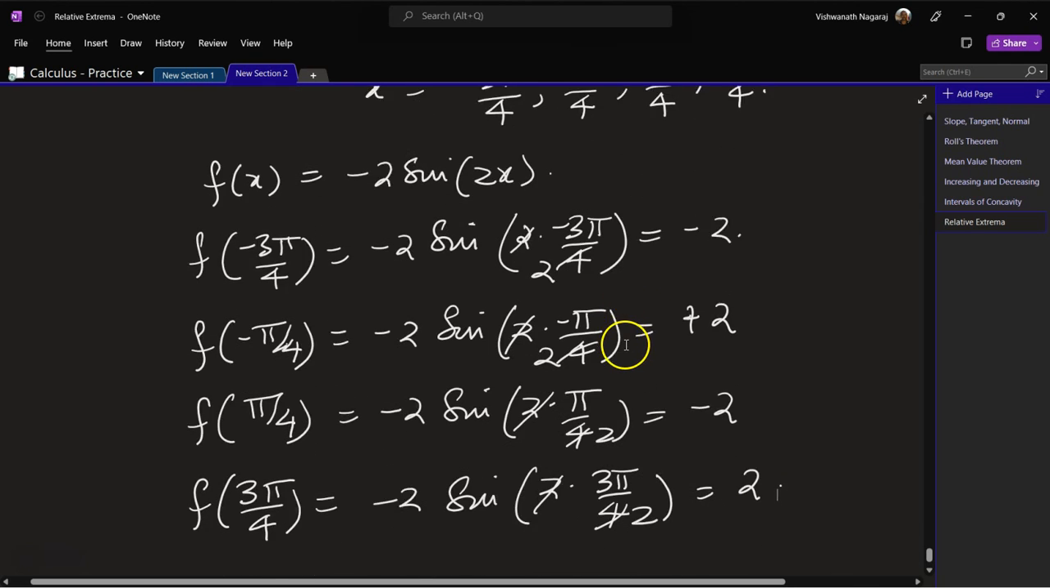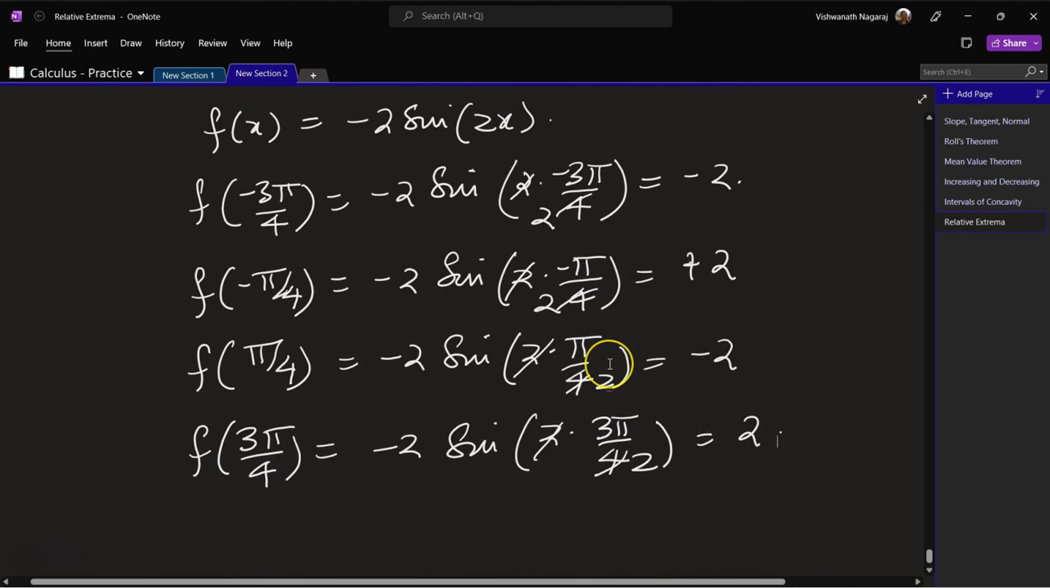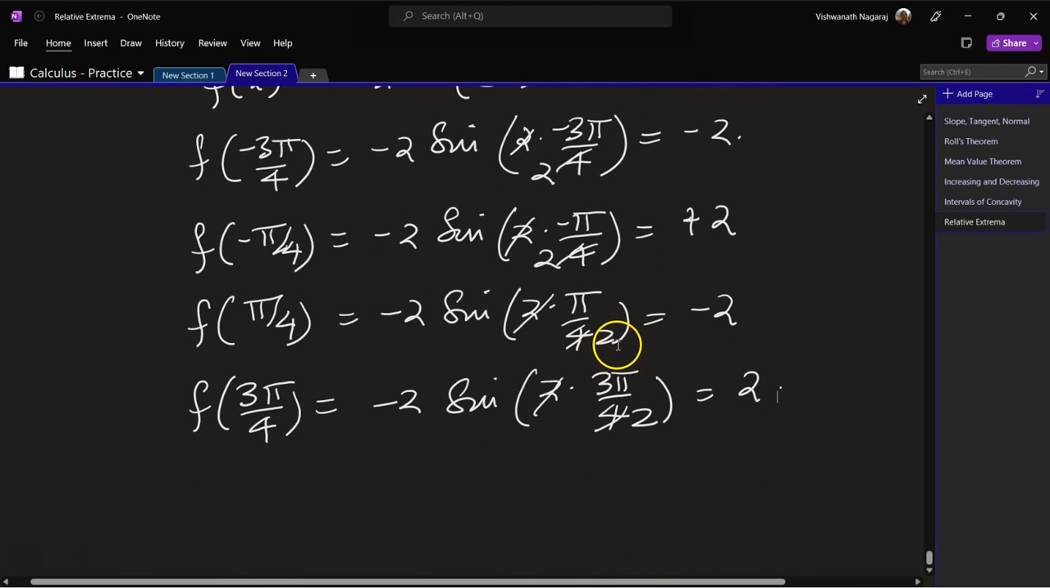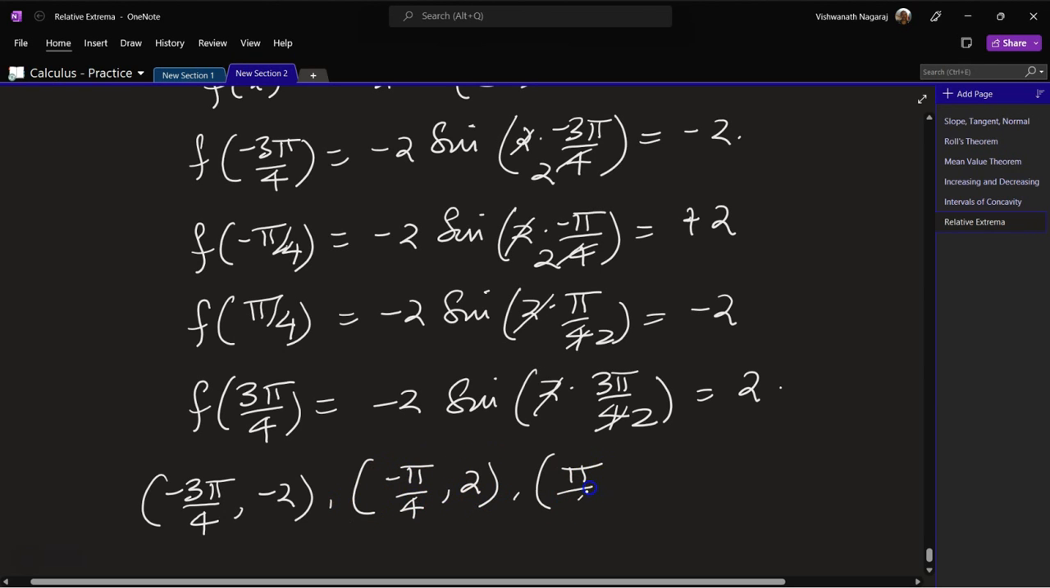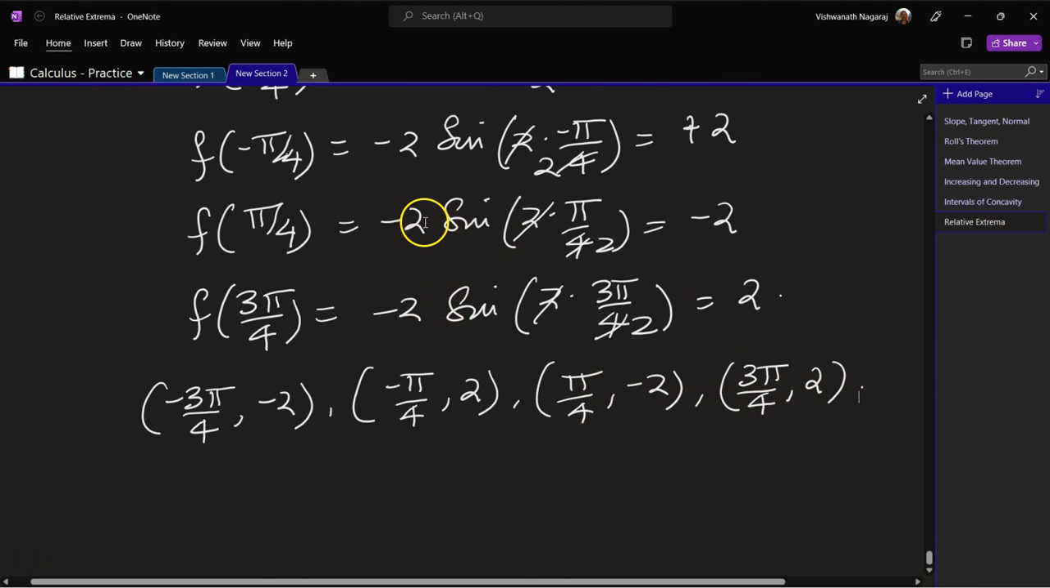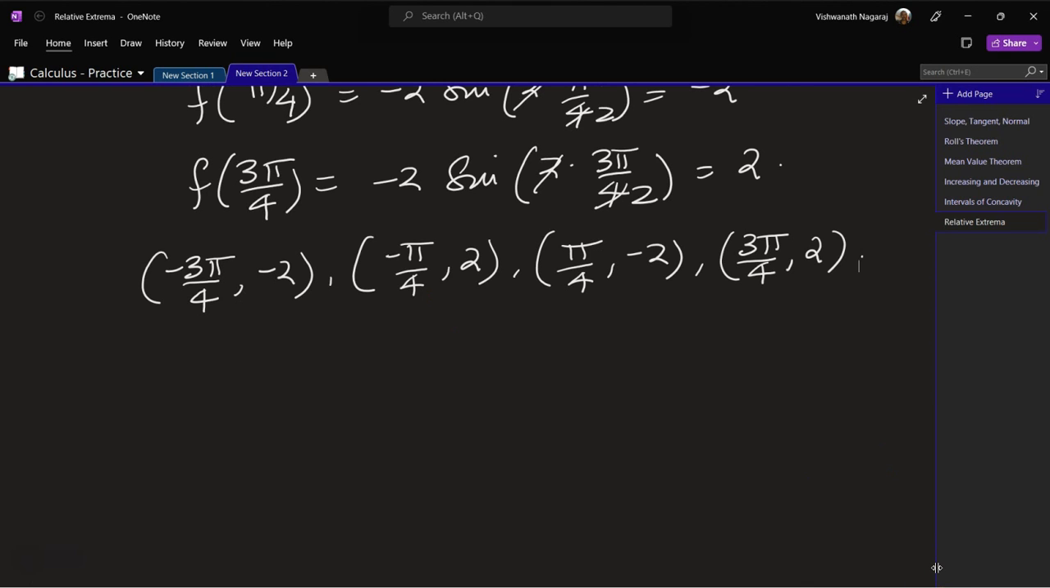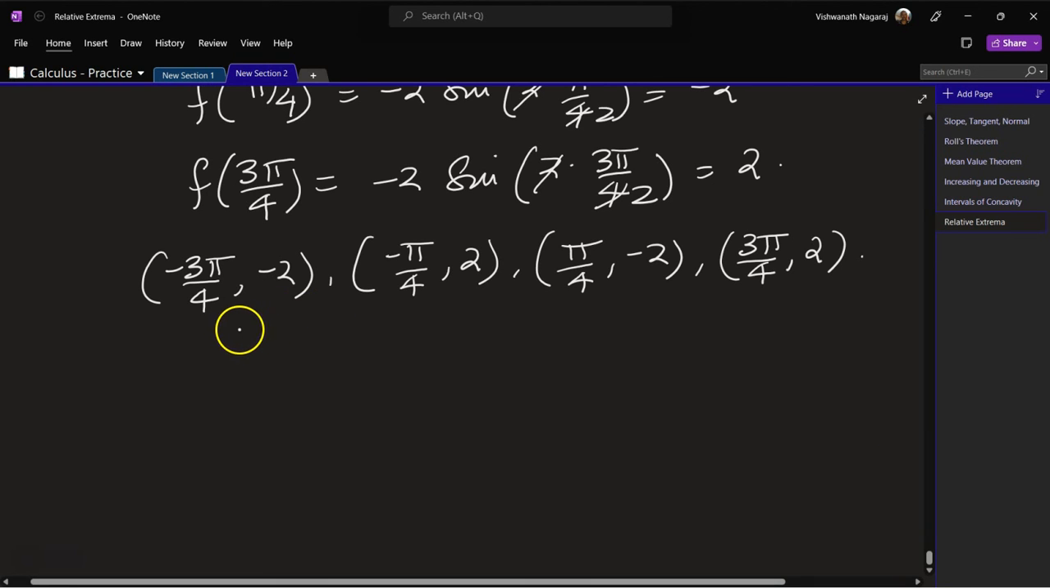Okay, now we still don't know. We just have the coordinates. What are the coordinates? The coordinates we have are (-3π/4, -2), (-π/4, 2), (π/4, -2), and finally (3π/4, 2). Now we have to figure out the maximum and minimum. Which of these are maxima and which of these are minima?